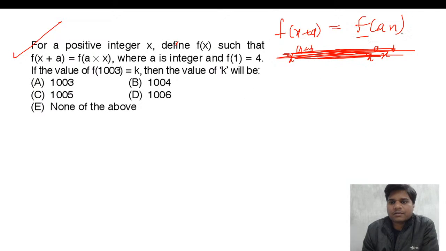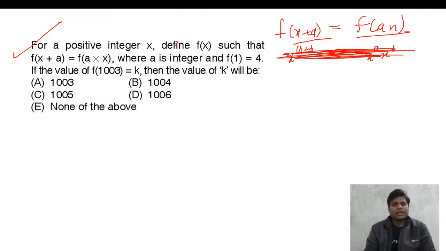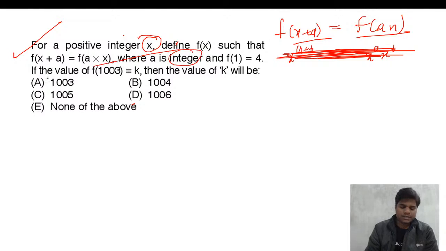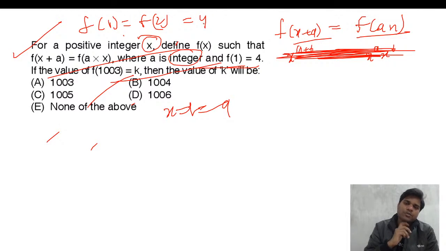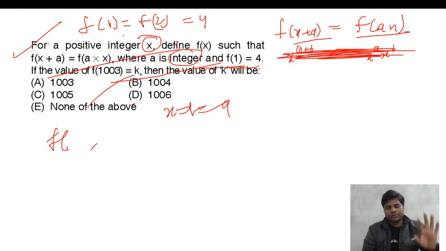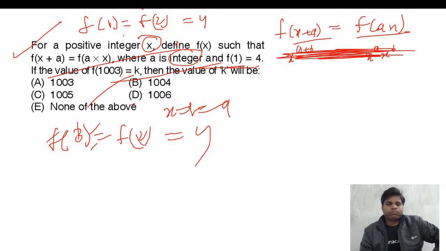Okay, let's see this one. For a positive integer x, a is an integer. So just this thing is there. F(1) is 4. So if I put x equals 1, a equals 1, if I put this thing there, basically this becomes 1, product 1. This becomes 2. This is 4. Okay. So this is 4. I like these type of questions. This type of question doesn't waste our time in reading. Okay, let's put a equals 2, x equals 1. So that is 3 and 2. Yeah, everything is coming equal. So this will be also 4.